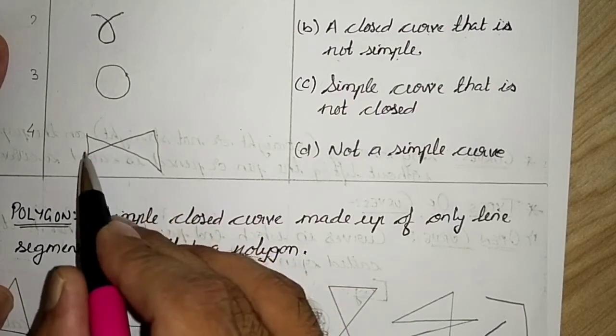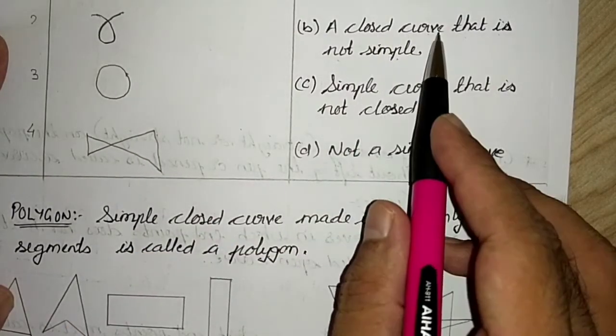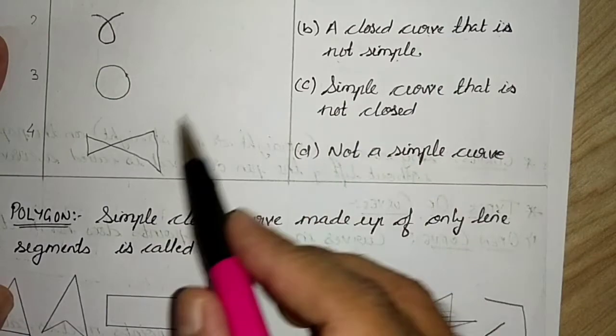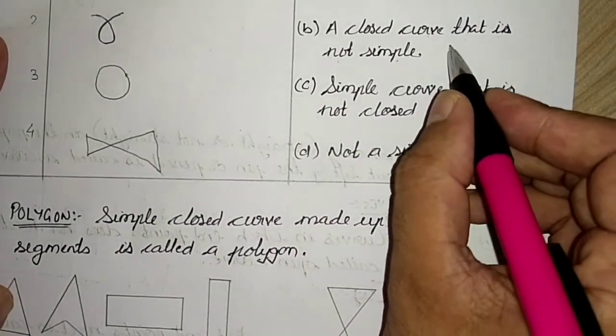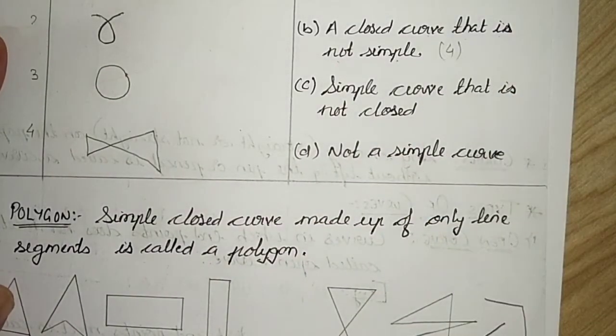That is, here it is crossing over, right? Closed curve that is not simple. Not simple means it is crossing. So here your option is 4.